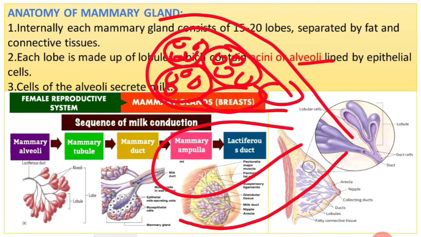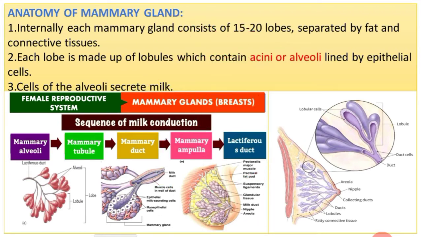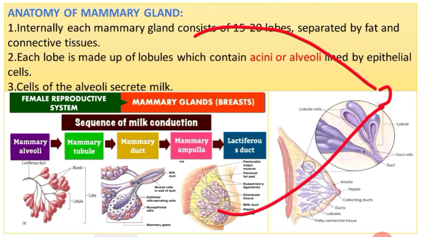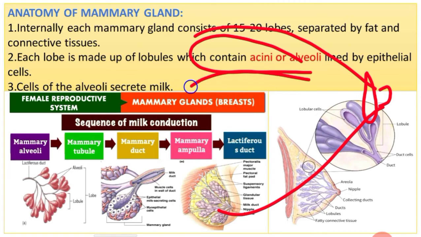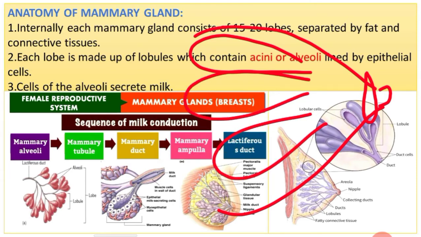Got it? Do you understand what I am saying? Shall we recall it once again? This is the main content. This is the mammary gland. Right? Nipple, areolar region. It has 15 to 20 lobes. Mammary lobes contain lobules. Numerous lobules.